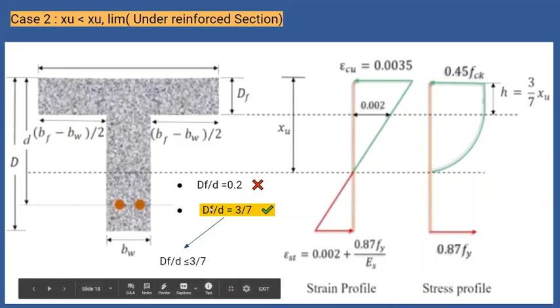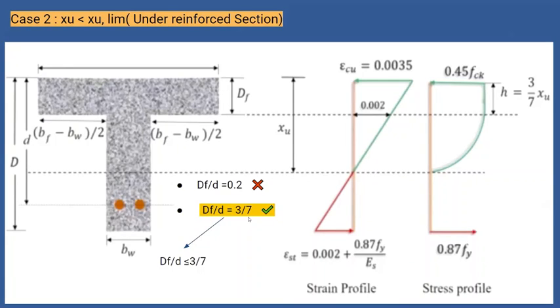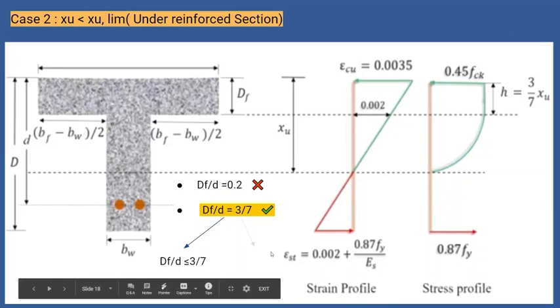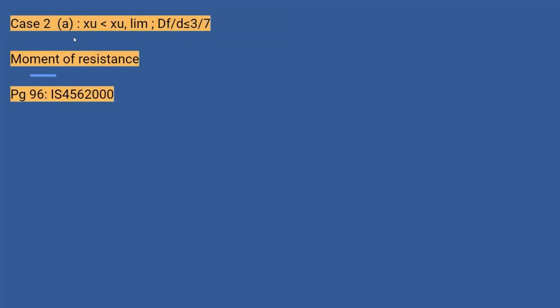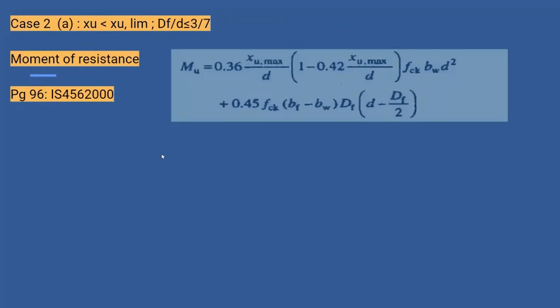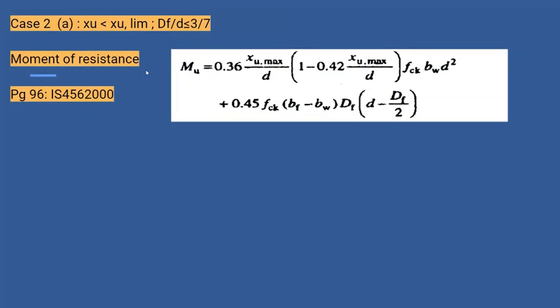So again थर्ड सब केस, अगर DF by D जैसे 0.2 का दो केसेस बने थे, यहाँ भी दो केसेस बनेंगे. One is DF by D less than 3/7 and otherwise DF by D greater than 3/7. Two more cases. Okay. So if it is under reinforced and DF by D is less than 3/7, तो moment of resistance हम लोग again stress block से prove कर सकते हैं.